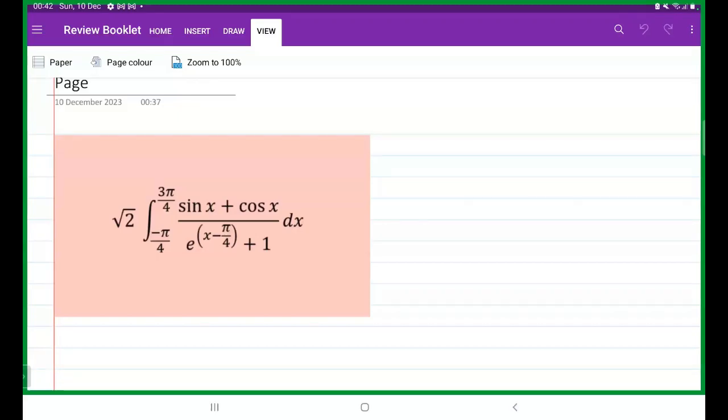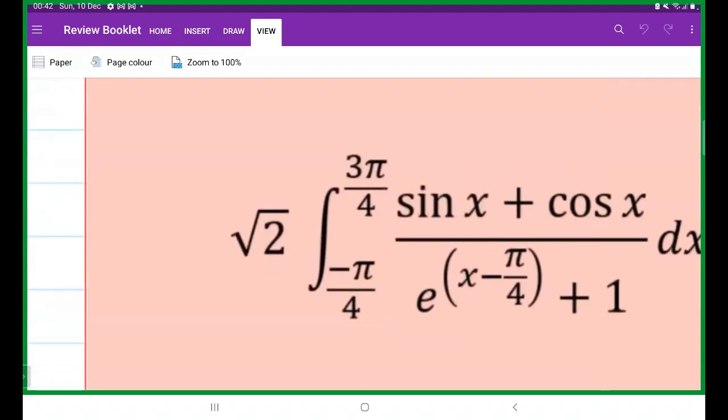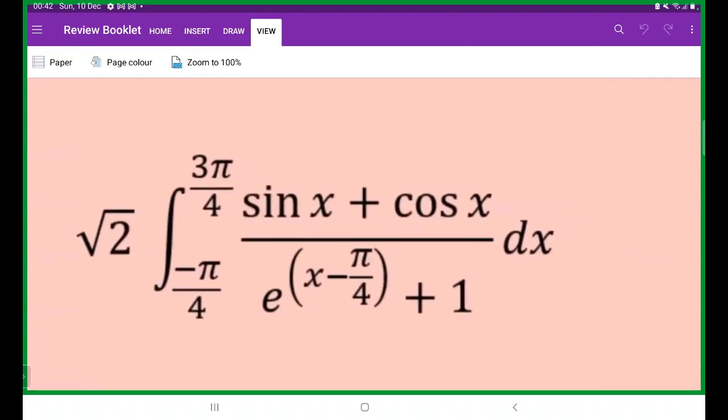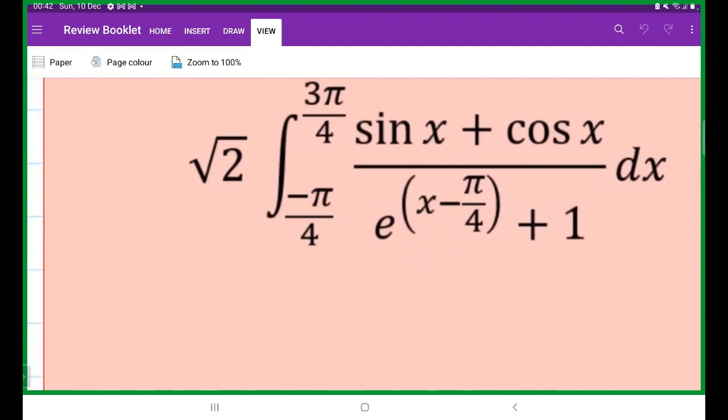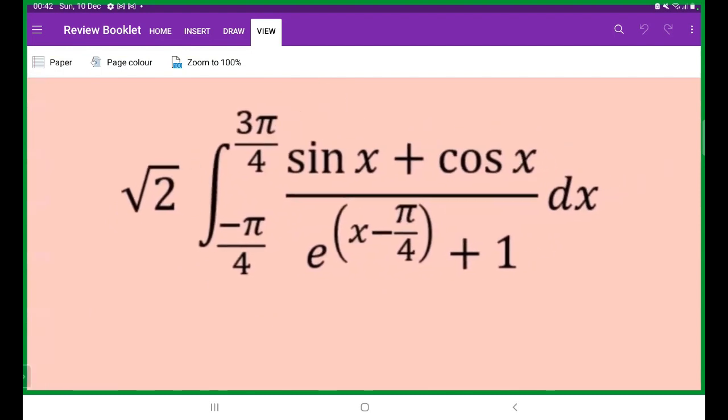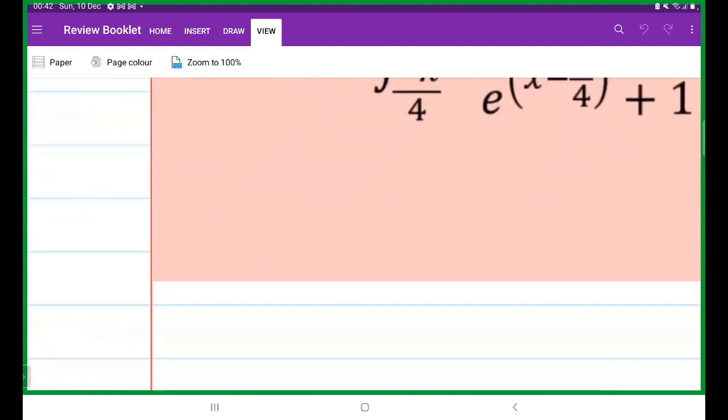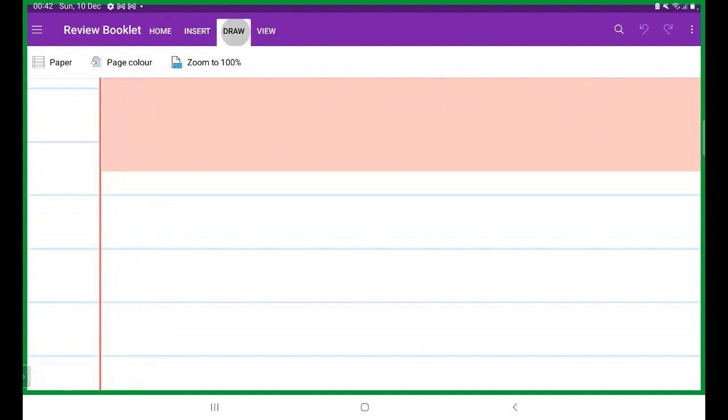Hello everyone. So we have got an interesting question here from the chapter of integration. Let's start with the question. First of all, this is a question on definite integration, right? The first thing that comes to my mind when I see a definite integration like this is King's rule. Let me tell you what King's rule is very briefly.